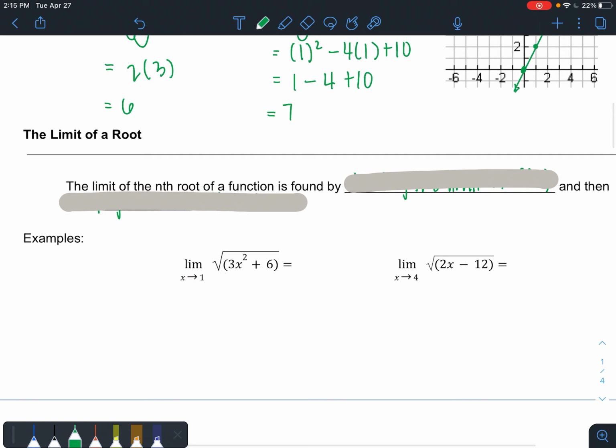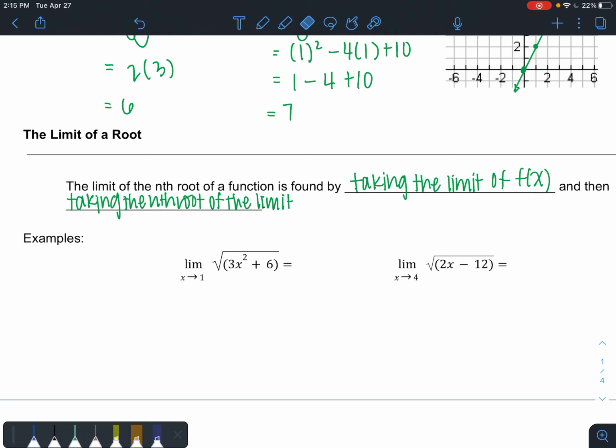All right, the limit of the nth root of the function is found by finding the limit of f of x, or that radicand, and then finding the nth root of the limit.